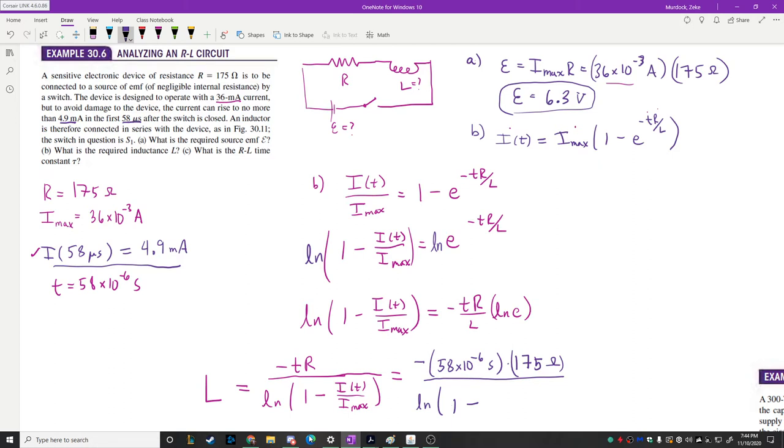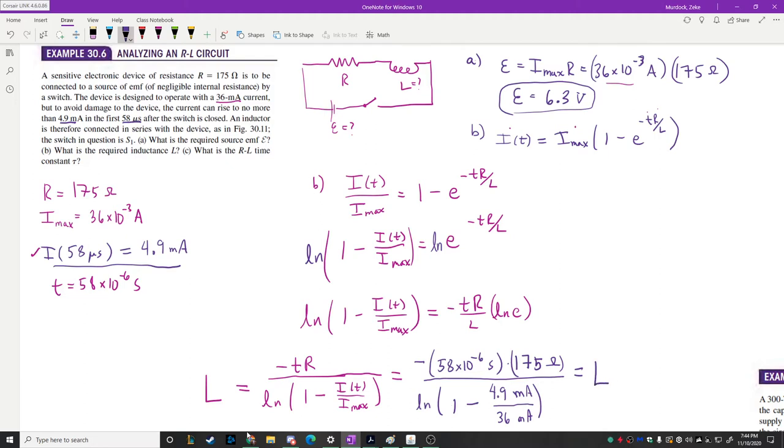Okay, the current at 58 microseconds is 4.9 milliamps, so that's going to be 1 minus 4.9. Oh, actually, it's a ratio, isn't it? So we could just write 4.9 milliamps and then divide by Imax, which was 36 milliamps. And the units will cancel anyway, so we don't have to worry about plugging those in. And that should be equal to our inductance. We can check to make sure it has the right units.